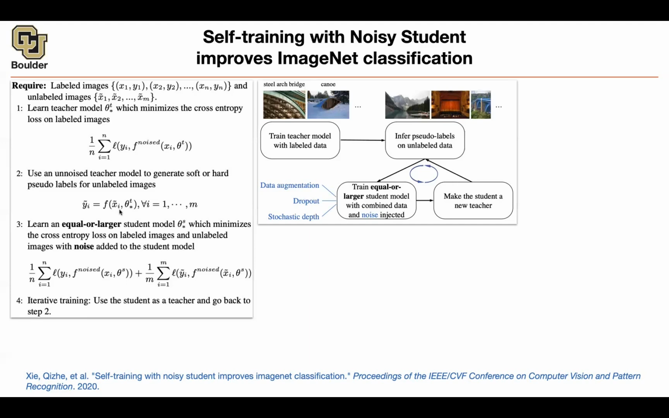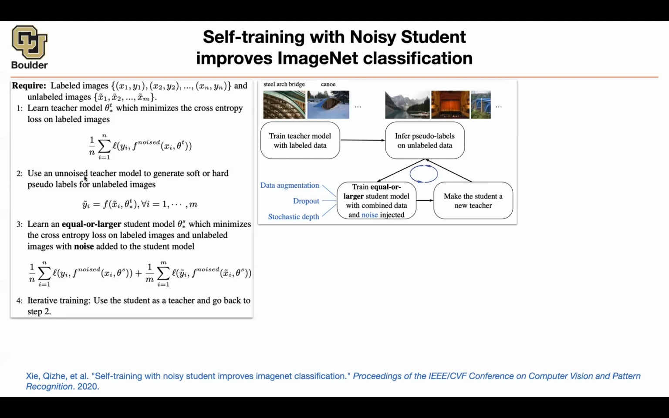You look at your unlabeled data, which are X tildes here. You use the trained teacher to label the unlabeled images or unlabeled data. This is this box here. You're inferring some pseudo labels on unlabeled data. And whenever you are doing your prediction using the teacher, you remove all of these noises. You remove data augmentation, dropout, stochastic depth, all of them. That's why it is not noised.